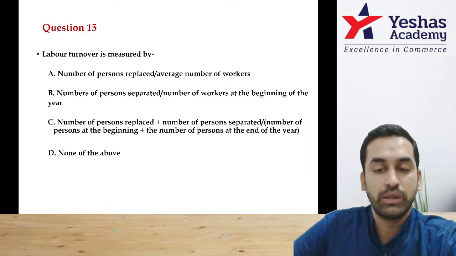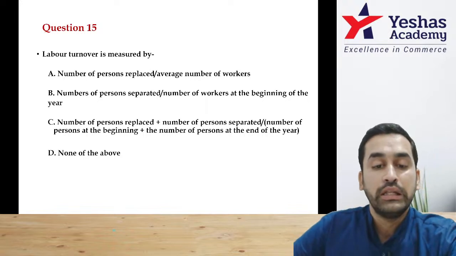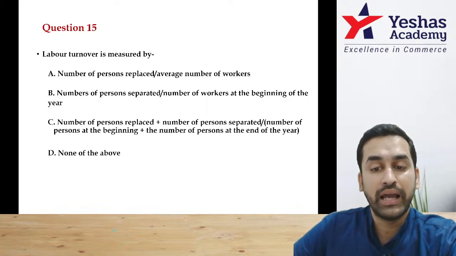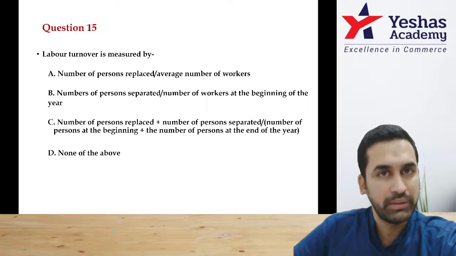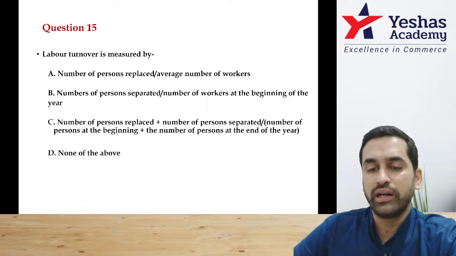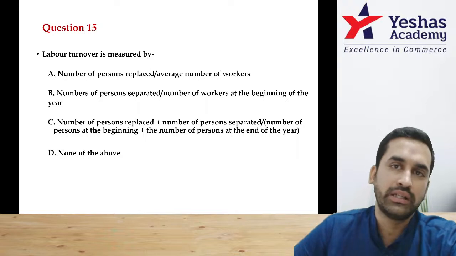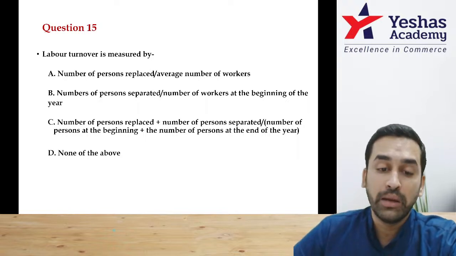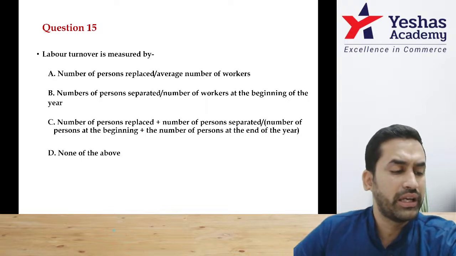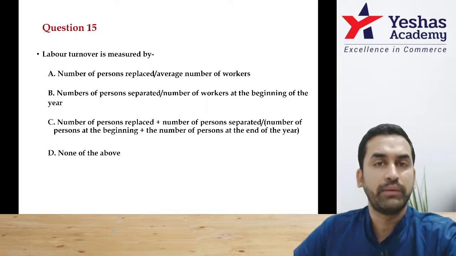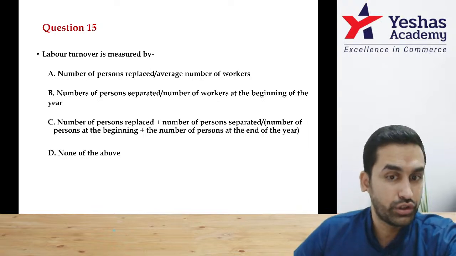Labor turnover is measured by, they have given the formula and you have to identify which is the correct formula. Number of persons replaced divided by average number of workers. This is correct because this is the formula under replacement method. Yeah. Sir, into 100 is not given. No problem. That is understandable. If you get 0.2, that means it is 20%. Second, number of persons separated divided by number of workers at the beginning of the year is wrong. Beginning of the year means opening balance on first day. Only opening balance we can't take. We have to take average.